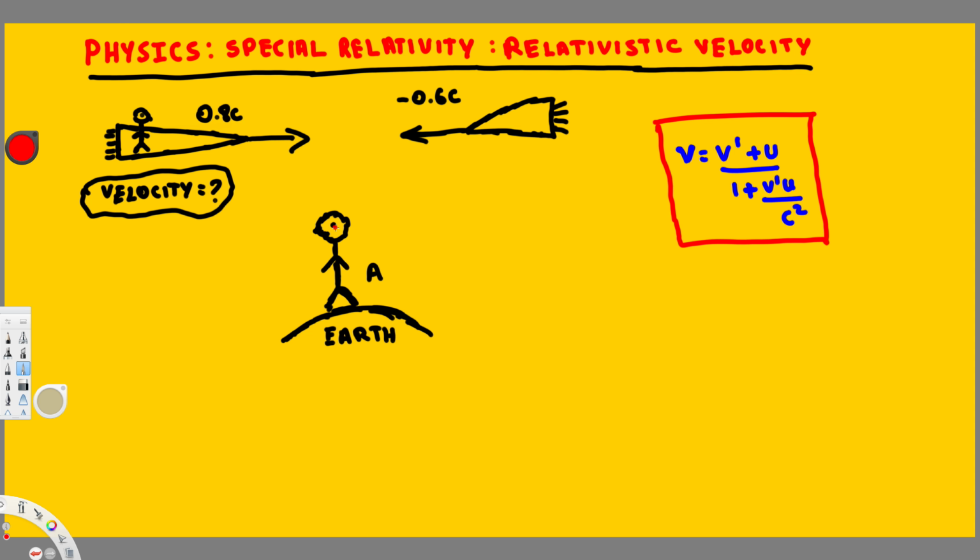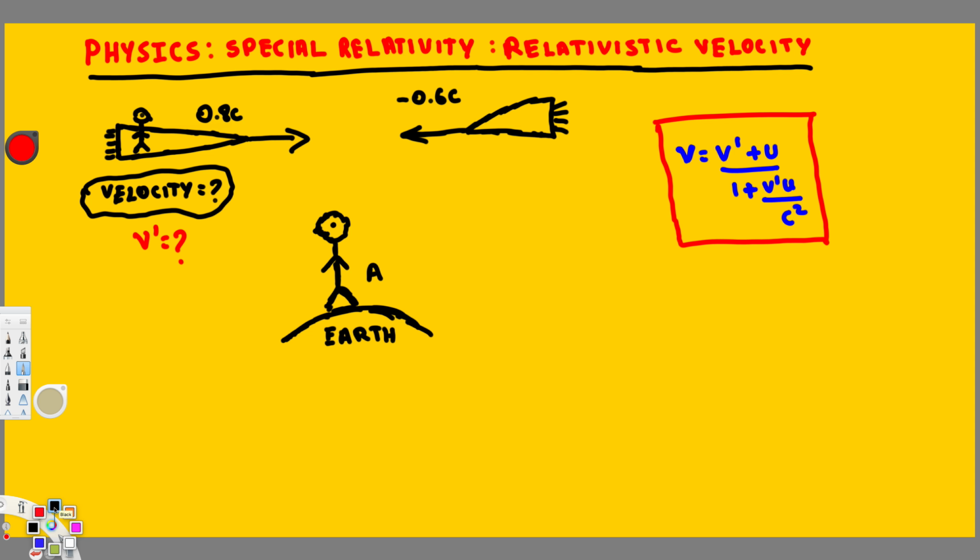And here we have a person observing this one from Earth, and here we have this person observing this spaceship from a spaceship. Now the question is asking, what's going to be the velocity observed by this person on the other spaceship, right? So that's going to be v prime. That's what we are trying to find. V prime is the question.